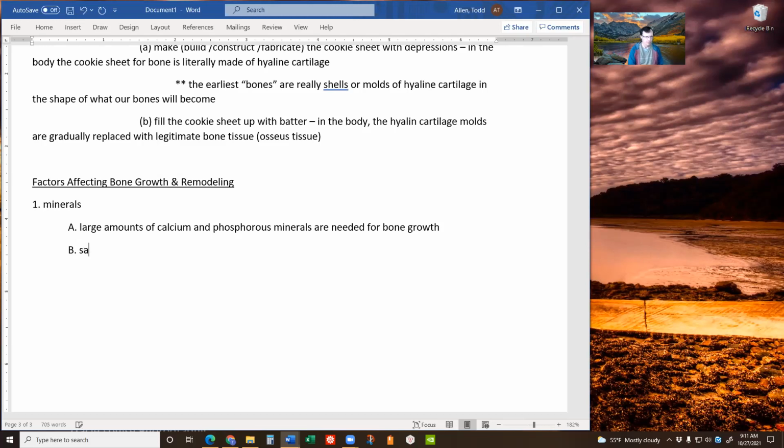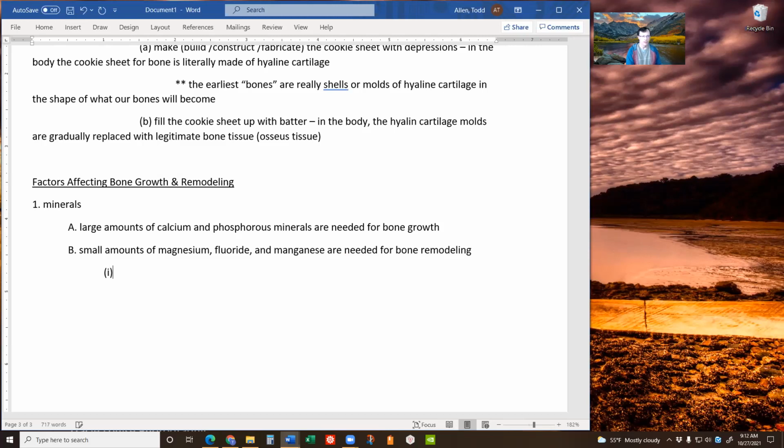Small amounts of magnesium, fluoride, and yes, I mean the same kind of fluoride from a chemical perspective that you have in your toothpaste. Fluoride and manganese are needed for bone remodeling.